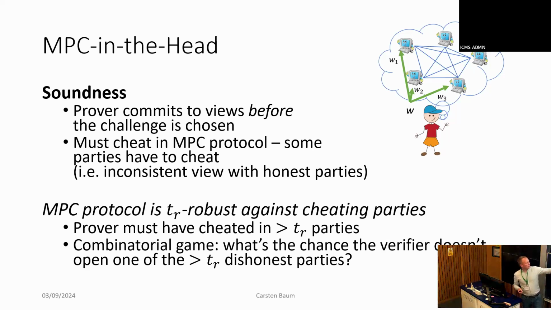But that means if we have this robustness, let's say one robustness, the prover must always corrupt more than one party in order to cheat. It must make more than one party in the MPC protocol deviate from the protocol. Otherwise, the protocol is going to be honest to the verifier, and the prover doesn't want that to be seen by the verifier. And now we can do some simple counting argument to argue what's the probability of the verifier catching such a cheating prover.